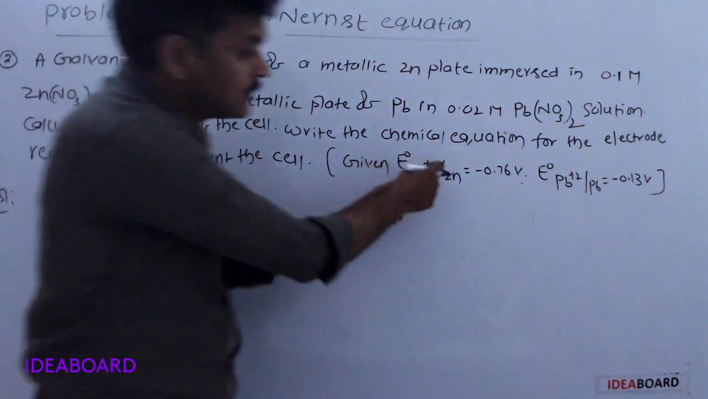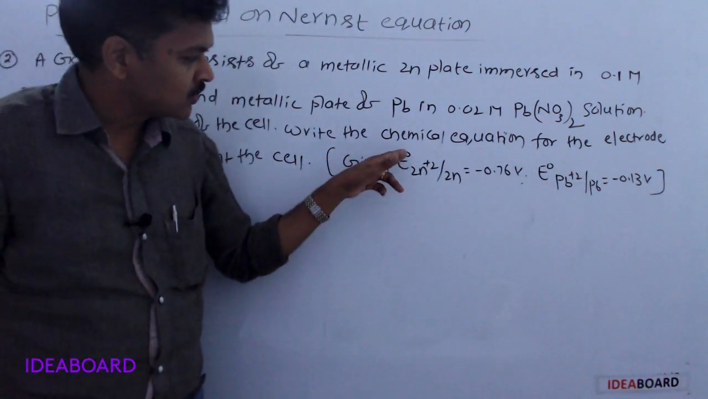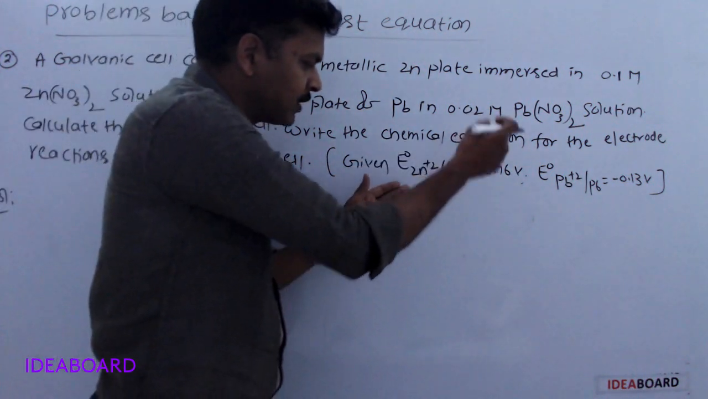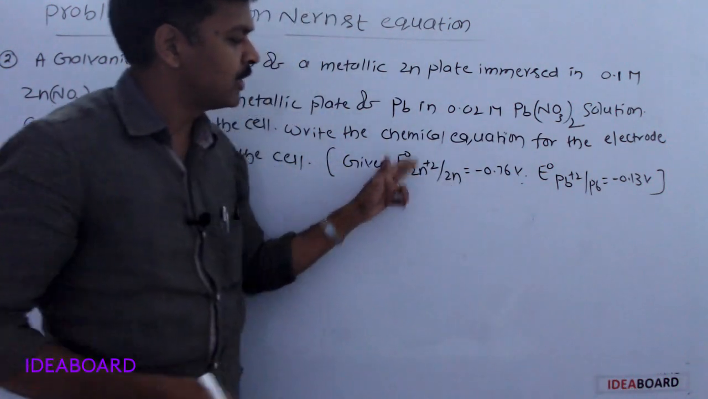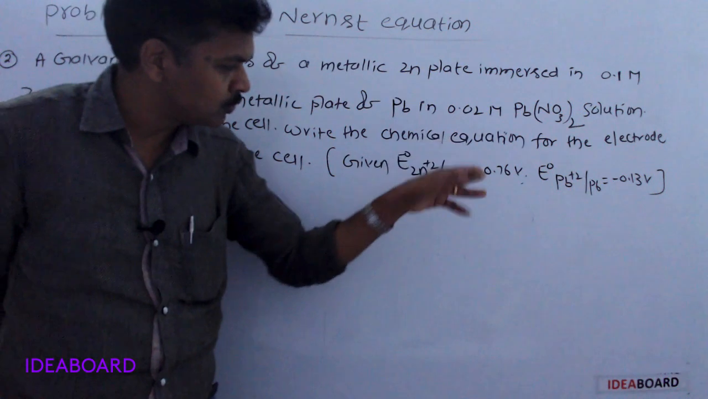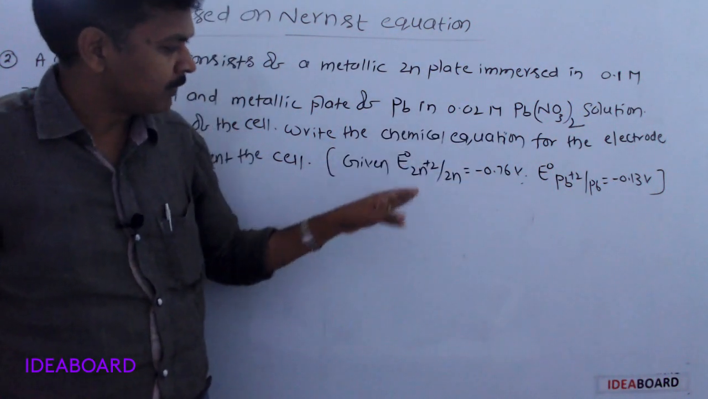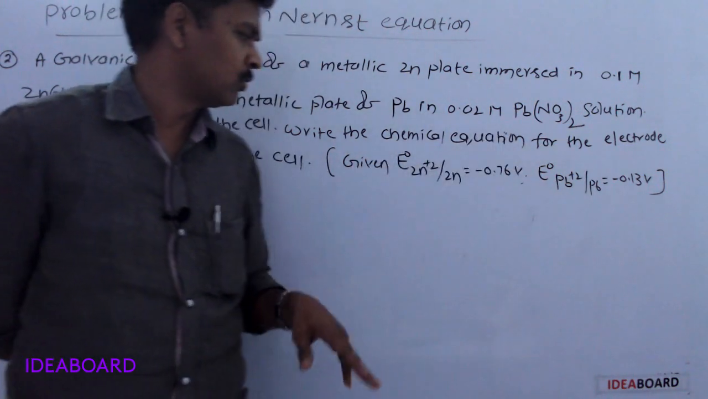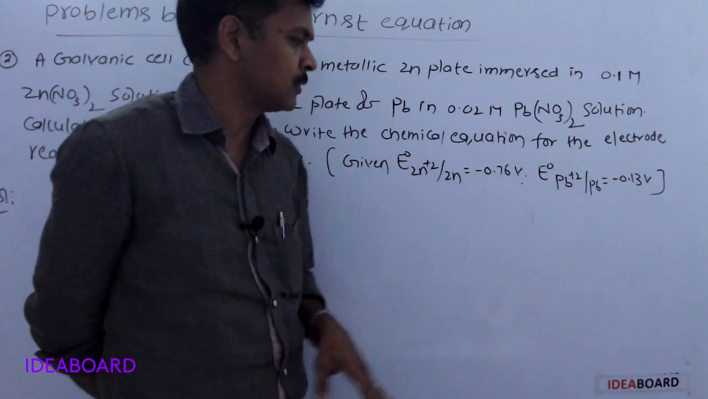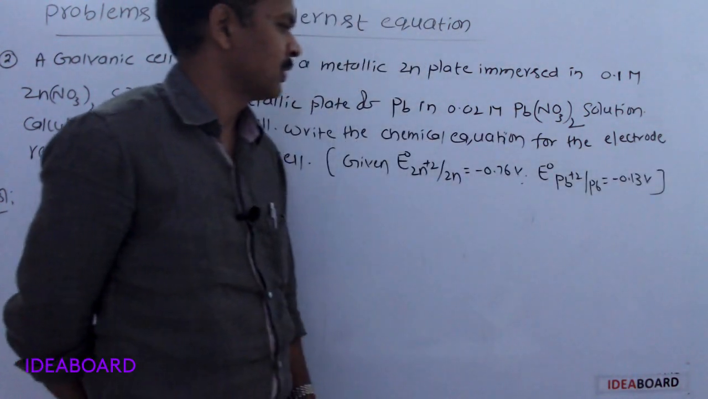See here, these are SRP values. Given that the standard electrode potential of zinc electrode is a reduction potential, Zn plus 2 to Zn. This is a reduction reaction: Zn plus 2 gains 2 electrons, then Zn is formed. This is the standard reduction potential of the zinc electrode. SRP value of the zinc electrode is minus 0.76 volts. SRP value of the lead electrode is minus 0.13 volts.